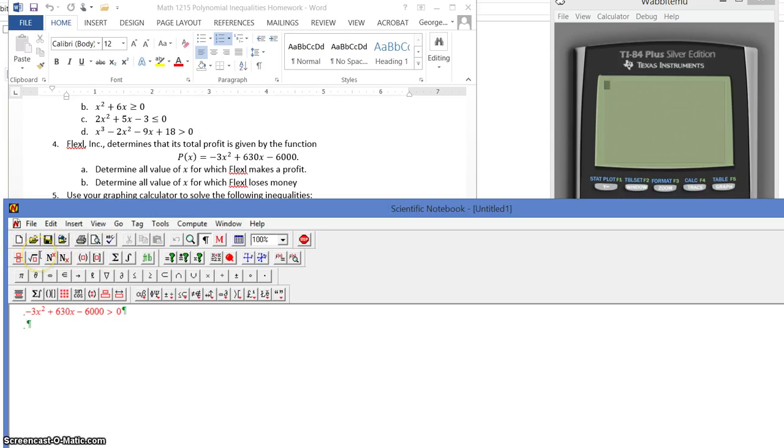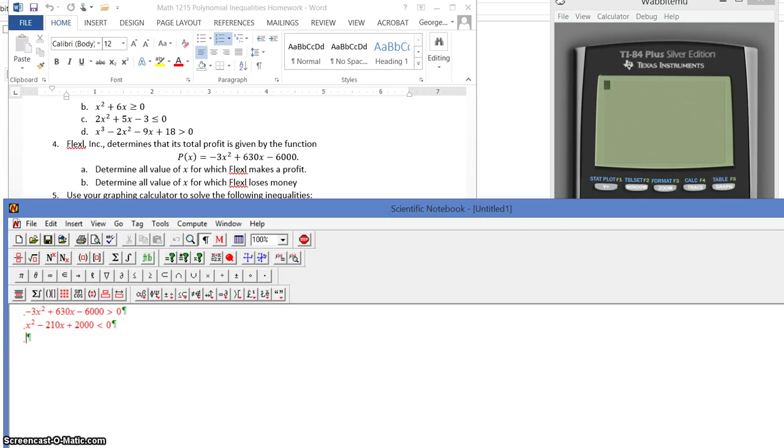So I'm going to divide by negative 3 and write this as x squared minus 210x plus 2,000 less than 0. Now you got to be careful there. Notice I divided by negative 3. When I divide both sides of an inequality by a negative number, it does cause my symbol to flip there.